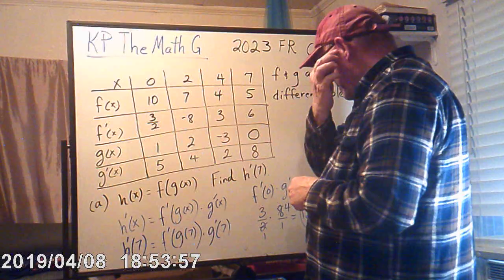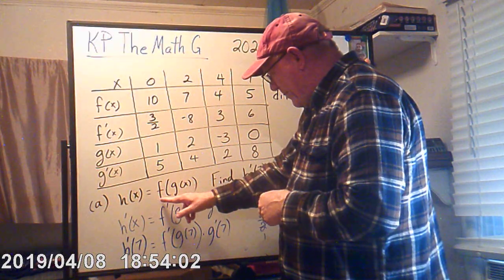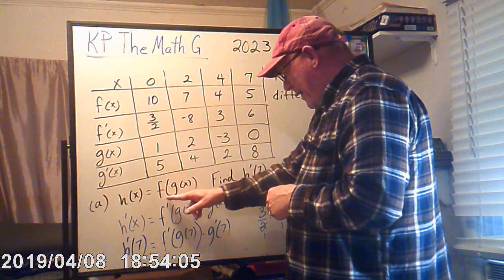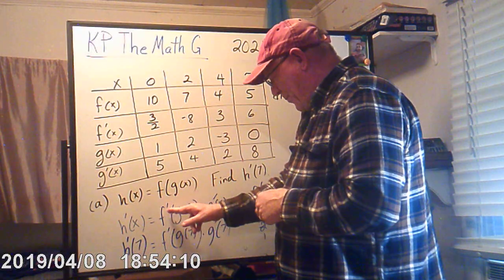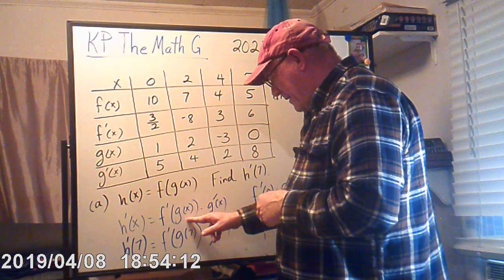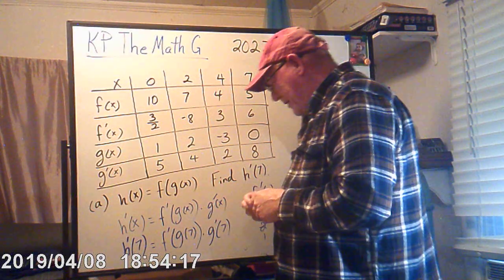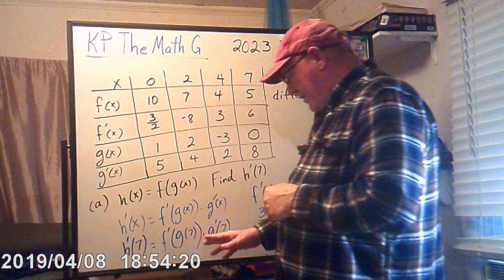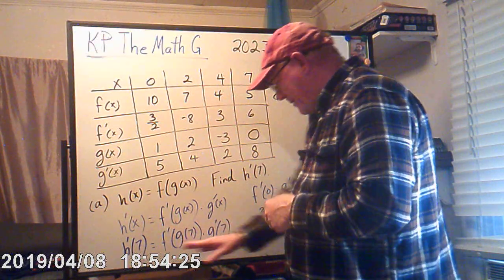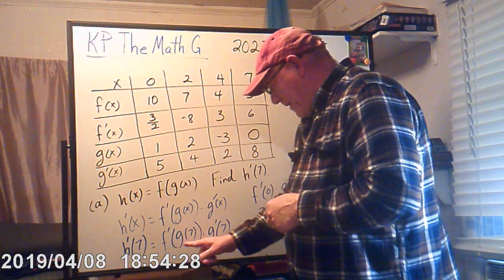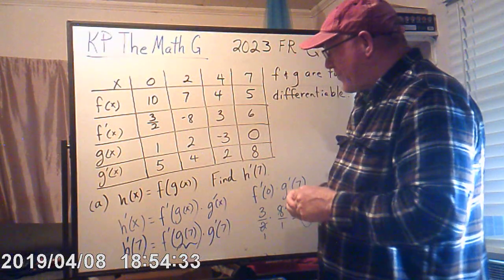And that's the answer. So again, H prime at X, if you have H at X equals F at G at X, it's going to be F prime of G at X times the inner part derivative, which would be G prime at X. Once you get that, show this first. Don't plug anything in until you do this first, and then plug this in. Remember, do what's inside the parentheses first.